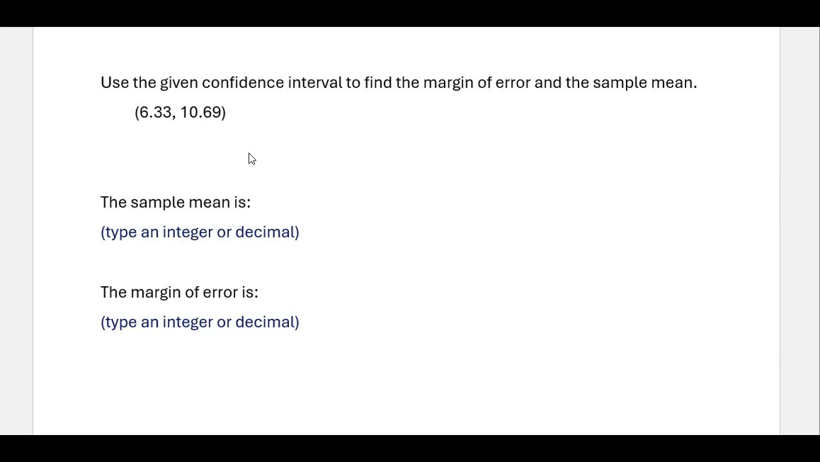When you're given a confidence interval and you'd like to find the sample mean, it is smack dab in the middle of these two numbers. So if you were to put this on a number line and figure out what's exactly halfway between these two numbers, that is your sample mean. Mathematically, to find that, we're going to add these two numbers and then divide it in half. So let's open the calculator.